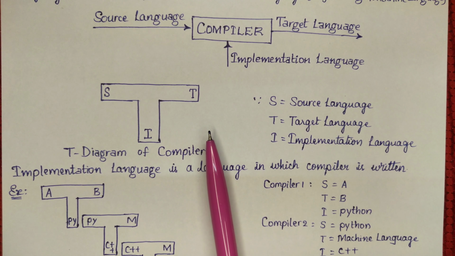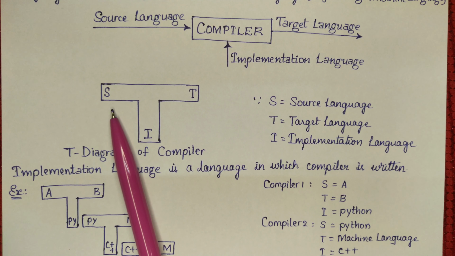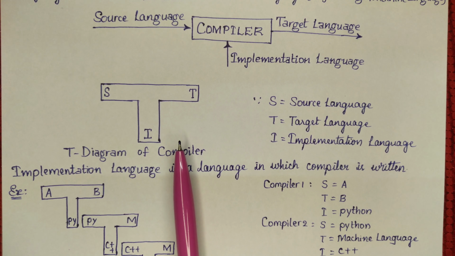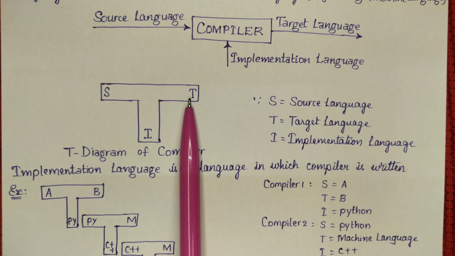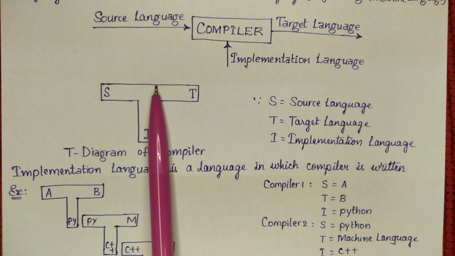Usually, a compiler can be represented using the T diagram. In this diagram, the source language of the compiler is positioned at the top left and the target language is at the top right, and the language in which the compiler is implemented is shown at the bottom. So, S is the source language, T is the target language, I is the implementation language. This is the T diagram of a compiler.